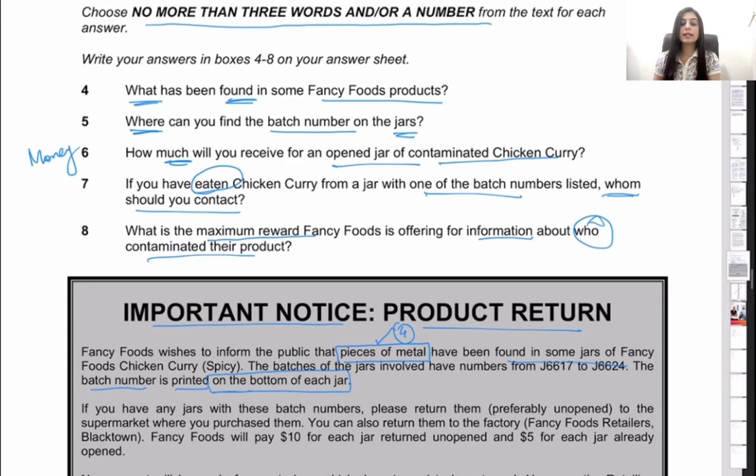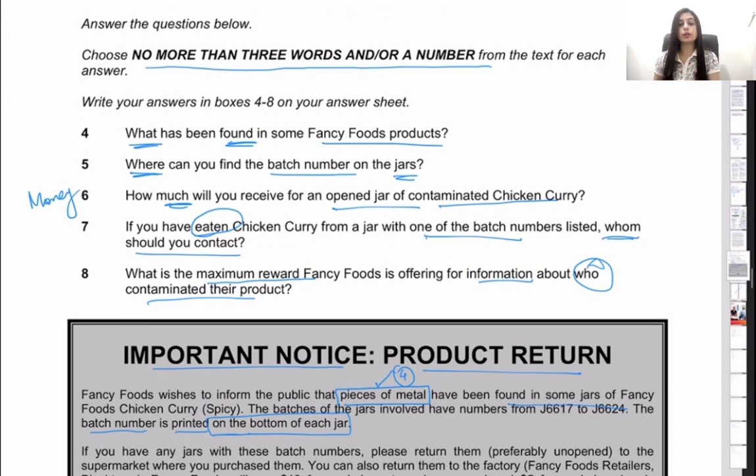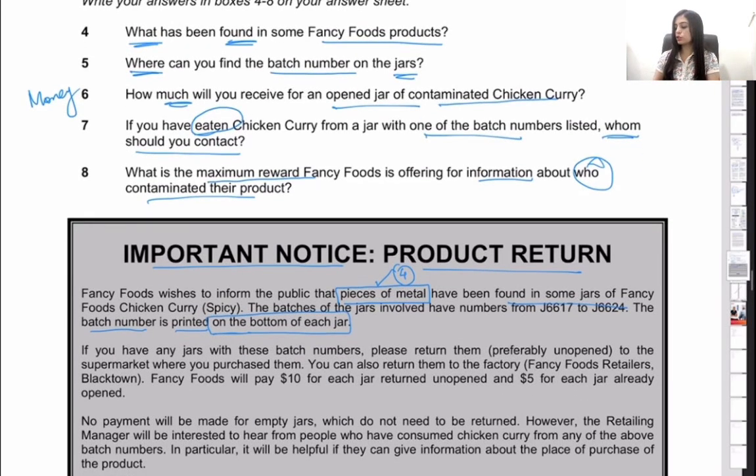But we cannot write this entire sentence, because it is not adhering to the word limit, and we have to write no more than 3 words. So how will we change this into 3 words? "Of each jar" is not really important, so you can just simply write "on the bottom" or "the bottom". Both would be correct. So the answer could be "on the bottom" or "the bottom" itself.